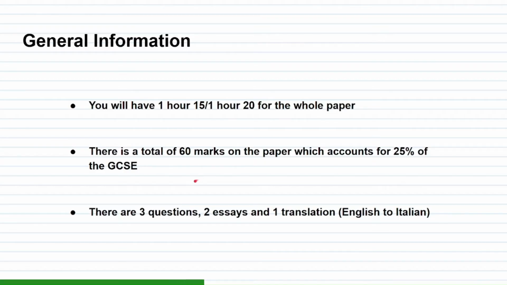From my experience, you will often finish a lot earlier than the designated time, but this is definitely not a bad thing, as you'll have ample time to catch silly mistakes or even rewrite paragraphs if you're not happy with them. There is a total of 60 marks, and I will show you how each question divvies those out when explaining each question. This is 25% of the total grade, as you would expect, given that there are 4 papers. In total, there are 3 questions: 2 essays of varying word count, and 1 translation from English to Italian.